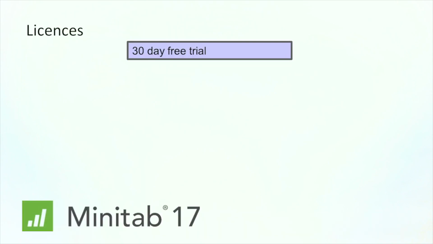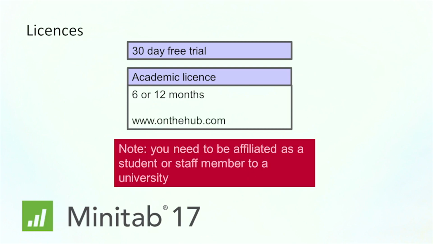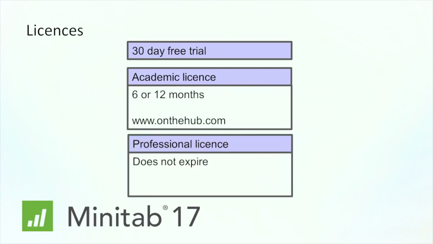There is the 30-day trial version, which is for free. There's an academic license for 6 or 12 months, which you can buy through onthehub.com. Note that you will need to be affiliated as a student or a staff member to a university. You can find details at onthehub.com. Alternatively, you can buy a professional license without an expiration date through minitab.com.